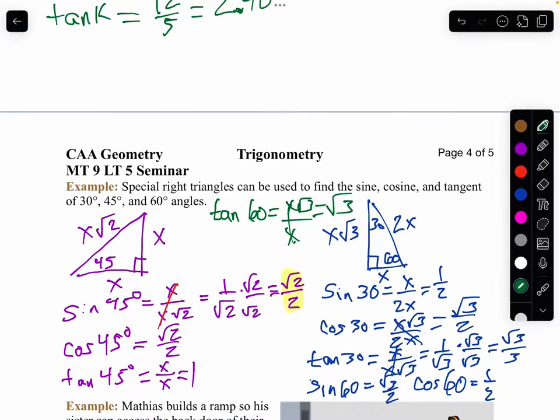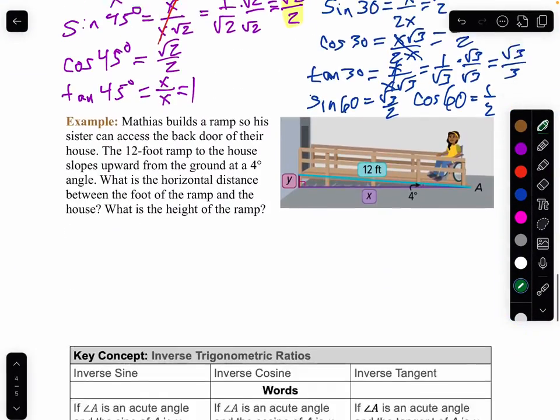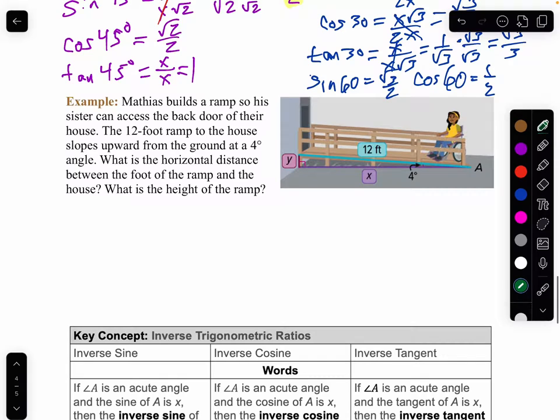Now let's apply that to a problem. We look at this. It says, Matthias builds a ramp so his sister can access the back door of their house. The ramp is 12 feet long to the house, slopes upwards from the ground at a 4-degree angle. What's the horizontal distance between the foot of the ramp and the house? And then we want to find the height of the ramp. So there are 2 problems here.